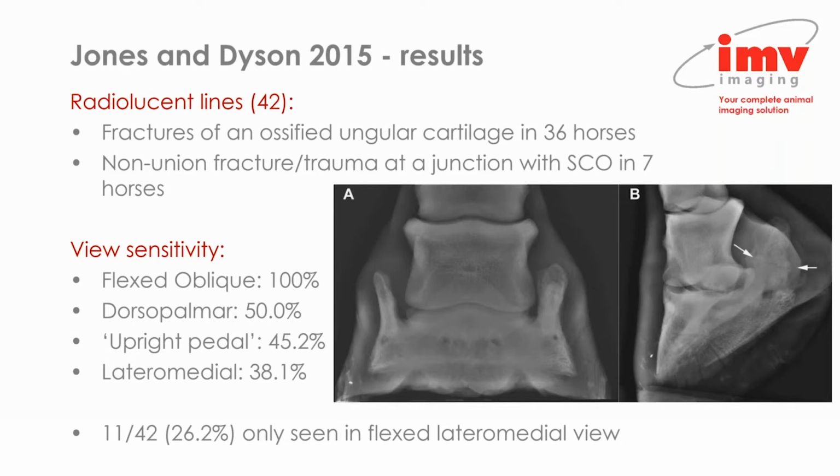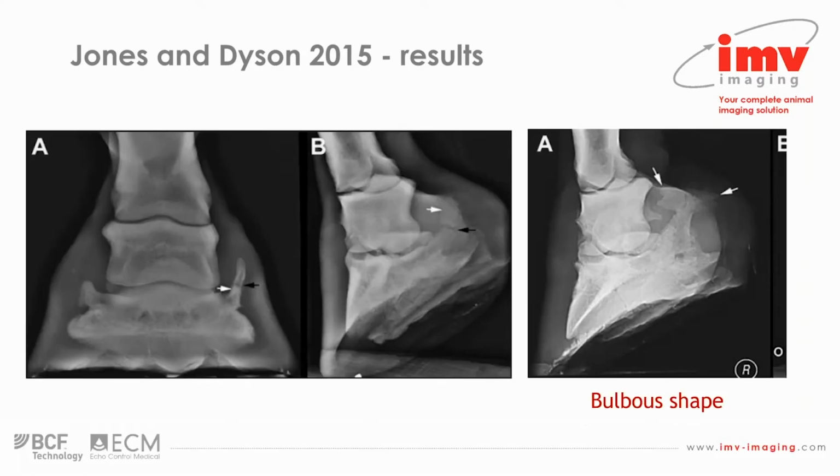Importantly, about 1/4 of horses with fractures, which were clinically significant, were only seen in the respective flexed oblique view. And here we have some images. So the image on the left, this is probably just about within a grade 4 ossification of the lateral ungular cartilage of this foot.